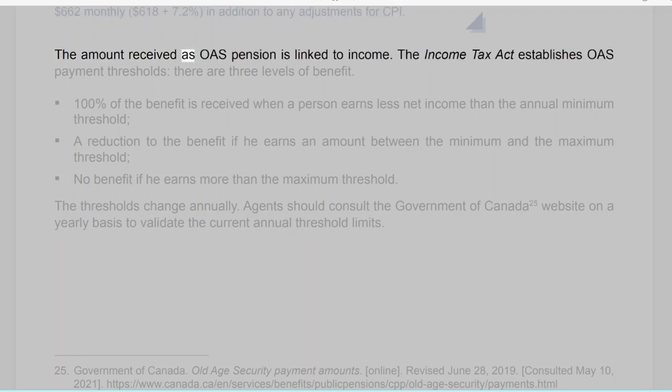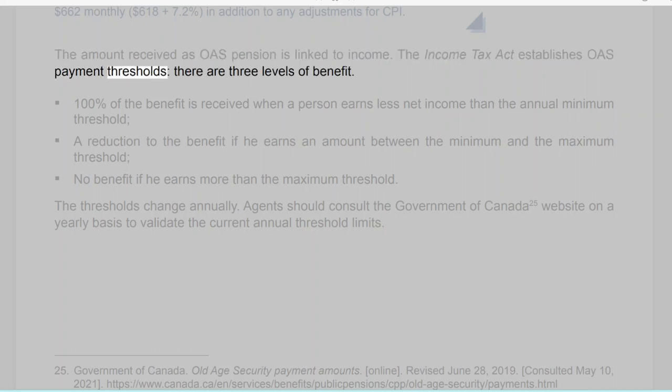The amount received as OAS pension is linked to income. The Income Tax Act establishes OAS payment thresholds. There are three levels of benefit.